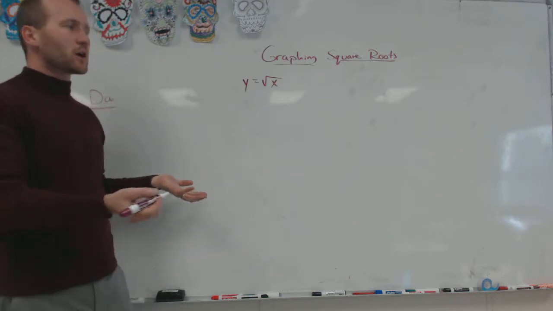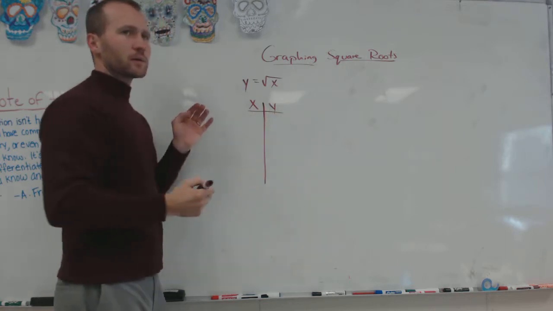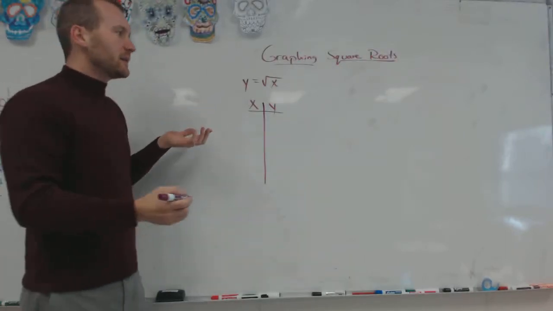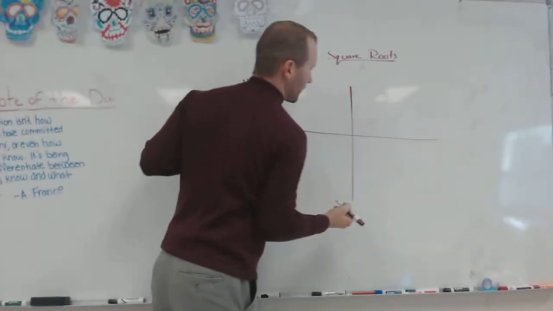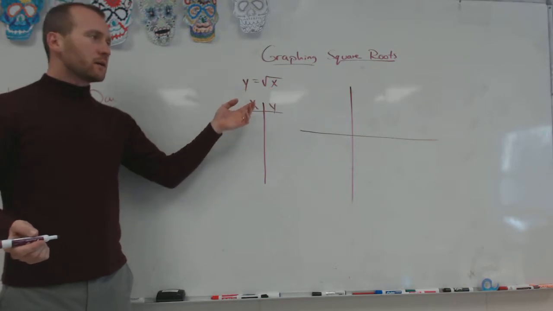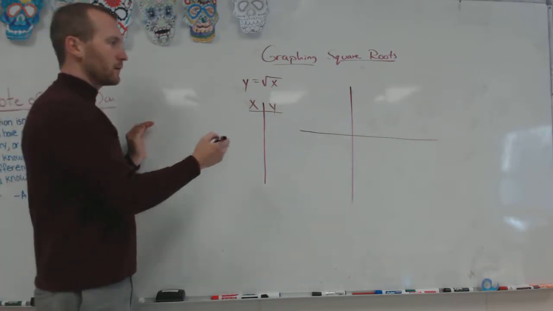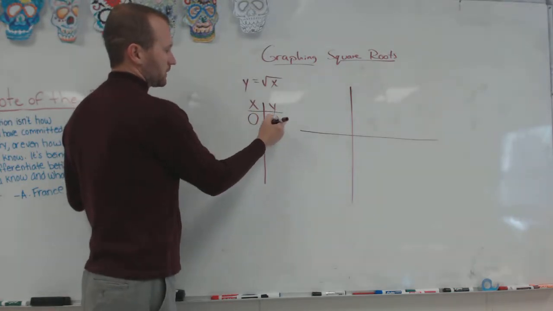Then you make a t-chart. You plug in values for x and find the corresponding y. Now you want to try to find easy values so that they're not really hard to plot on the graph. Let's say if x is 0, that's going to be a pretty simple y. Y would be the square root of 0, which is 0.